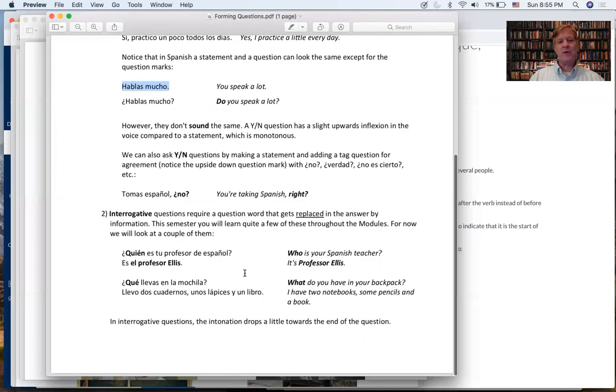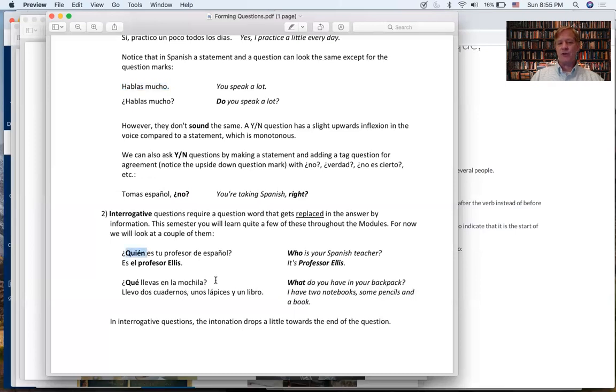In the second type of question, which is an interrogative question, there's missing information. And there are many interrogative words in Spanish. We will learn them as we progress. In this unit, we're learning quién and qué. In the same module, in Unit 5, we will use cuándo, and in Unit 6 of this module, we will learn dónde. So we'll keep learning these as we progress through the class.